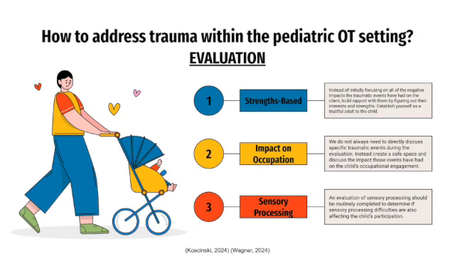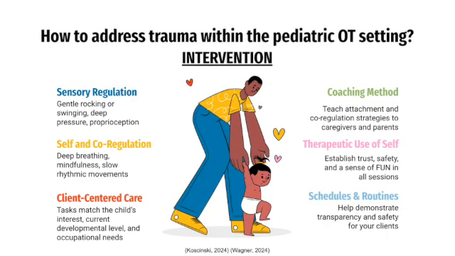Second, focus on the impact on occupation. We do not always need to directly discuss the specific traumatic events during evaluation. Instead, it's more important to create a safe space and discuss the impact those events have had on the child's occupational engagement. An evaluation of sensory processing should be completed routinely to determine if sensory processing difficulties are also affecting the child's participation. Next, let's discuss how to address trauma through intervention.